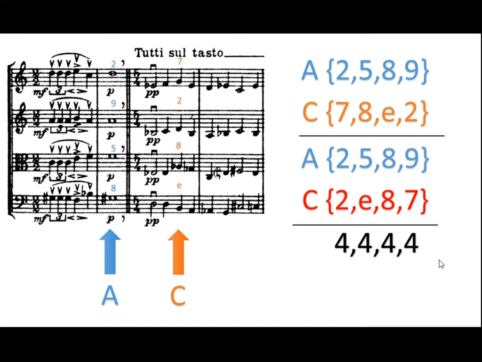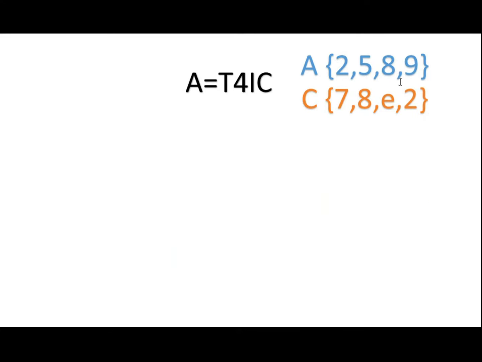We can express this relationship with a formula as well, and that formula is A equals T4IC. A is referring to set A, C is referring to set C, I means that the two sets are related by inversion, and T4 means there's a transposition index number of 4 half steps. Let's look closer at set A and set C to see how they are related by inversion with an index number. We said that set A 2, 5, 8, 9 and set C 7, 8, E, 2 are related by inversion.